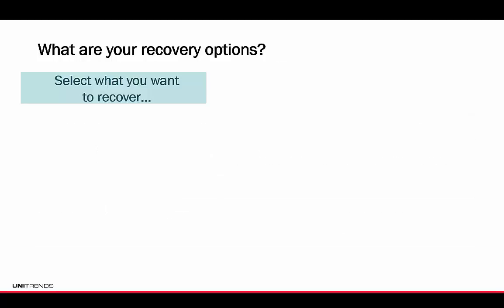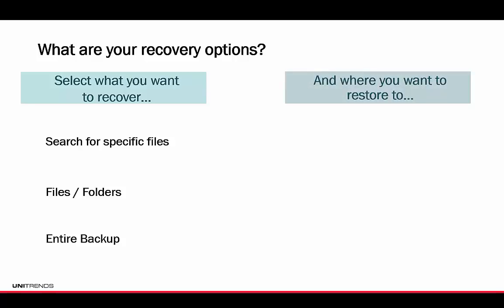Now, what are my recovery options? The next thing you have to do is select what you want to recover. So you found it on the hot copy target, or on the cold copy target, and you've imported it back. You know what you're going to recover now. So now you're ready to search or locate your files and folders, or you're ready to put an entire NAS back. You go through those selection options of searching for particular files, browsing for folders, or the entire backup.